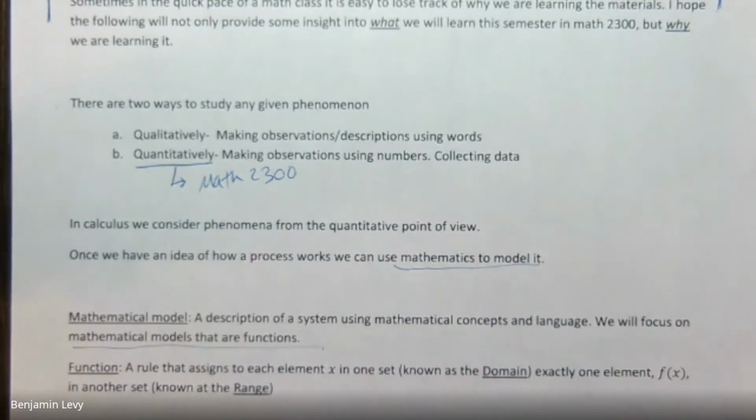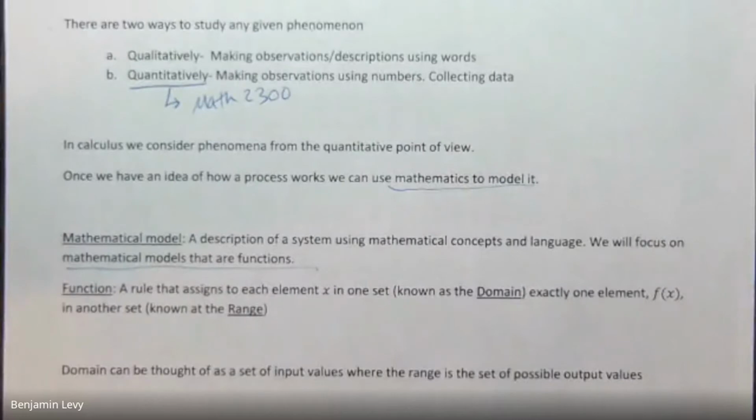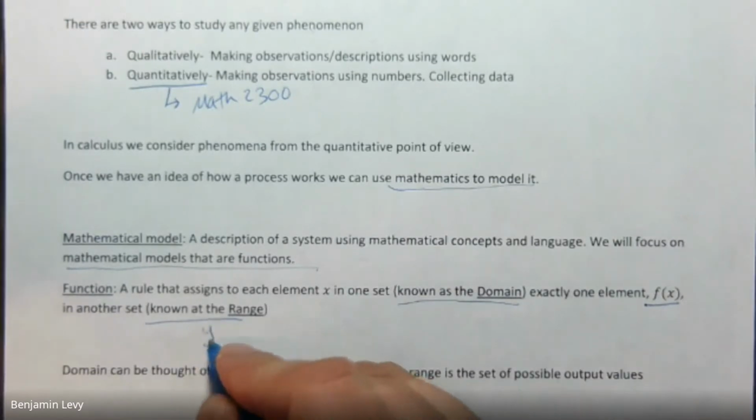Now, a function, if you remember back to your pre-calc. I was just teaching what a function was in my pre-calc class. A function is a rule that assigns to each element x, which comes from the domain, exactly one element f of x, which is in the range. So it's like we plug things in, most of the time x values, and something comes out, most of the time y values. So the range is oftentimes y values.